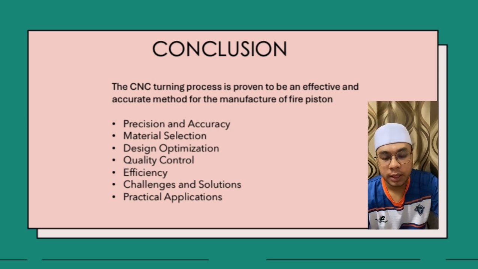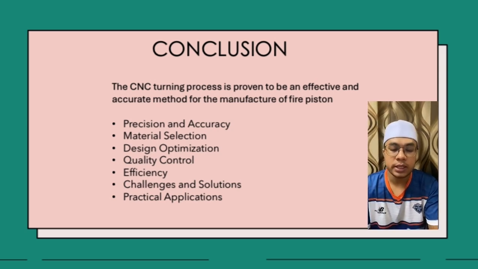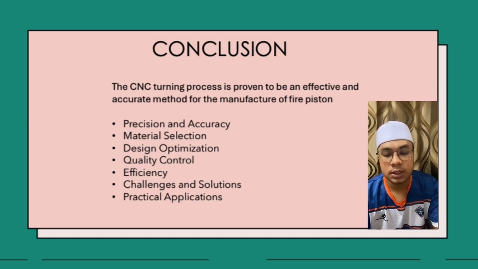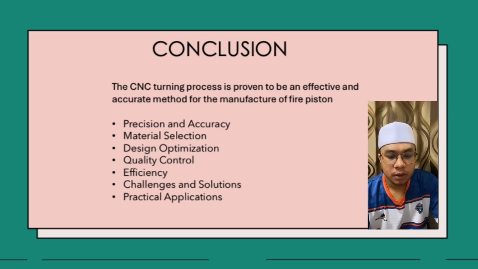Number 3 is design optimization. CNC technology facilitates easy modification and fine-tuning of the design, optimizing the dimensions and ensuring the efficiency of the compression process. And then quality control. The CNC turning process includes rigorous quality control measures, ensuring each component meets the required specification and functions properly. Then efficiency. The automation and precision of CNC turning significantly reduce manufacturing time and minimize material waste.